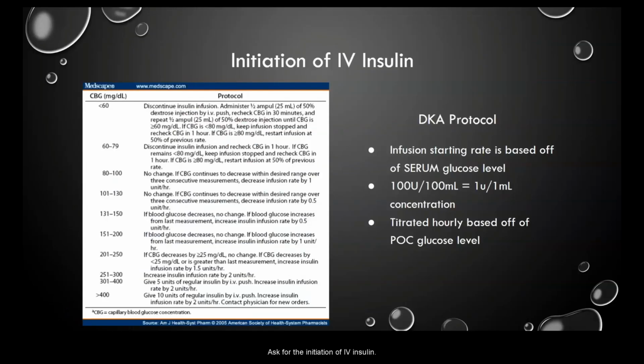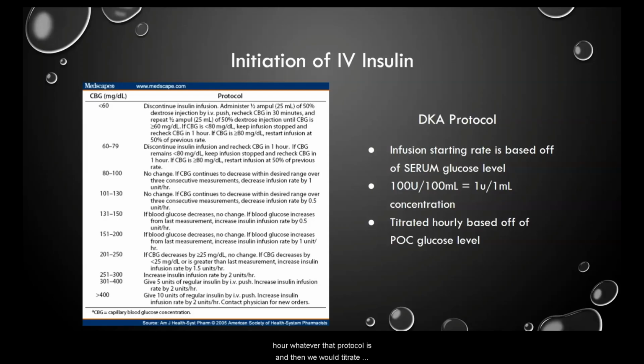As for the initiation of IV insulin, similar protocol to what we saw with our heparin infusions. So the infusion starting rate is based off of the serum glucose level. When this patient first comes into the ER, we're going to do a blood sugar check. It's probably going to read high, and we're going to draw a serum glucose level that will give us the actual number. As for initiating the protocol, it's usually going to start at either 0.1 unit per kilo per hour, or half a unit per kilo per hour, whatever that protocol is.